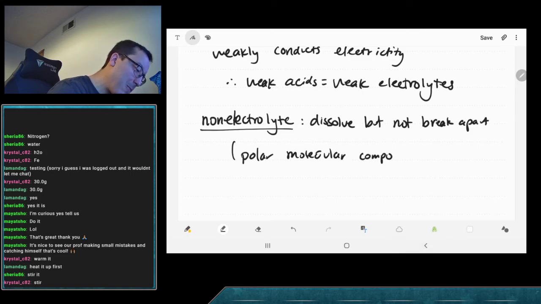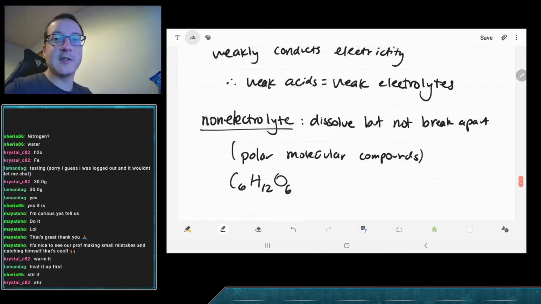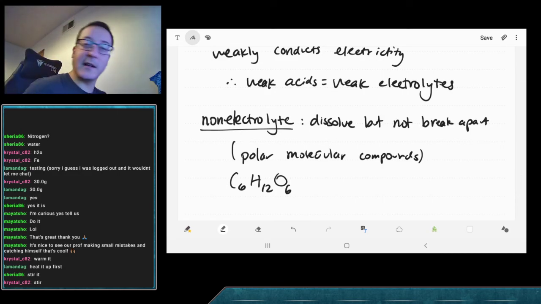So this would be something like glucose. We know we can dissolve glucose in water, and if we do so, it's not actually going to conduct electricity because it does not break apart into ions. It stays as a glucose molecule. Because it's polar, we're not forming ion-dipole interactions. We're just forming hydrogen bonds or something. So these are not going to break apart into ions.